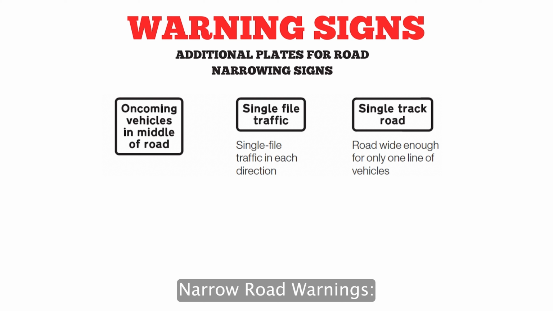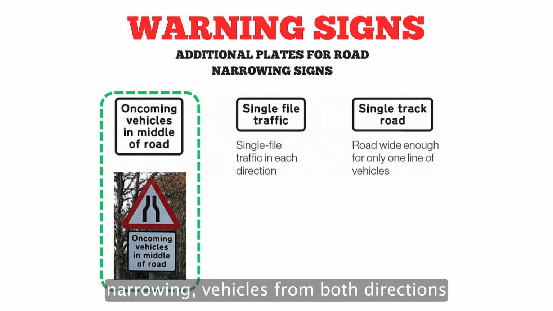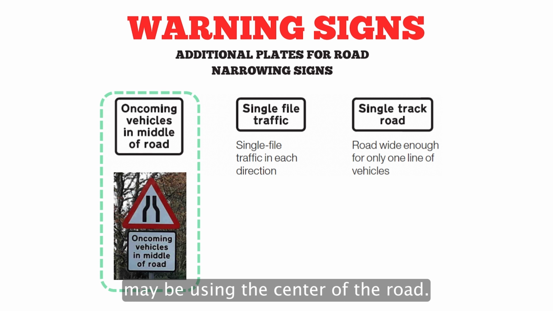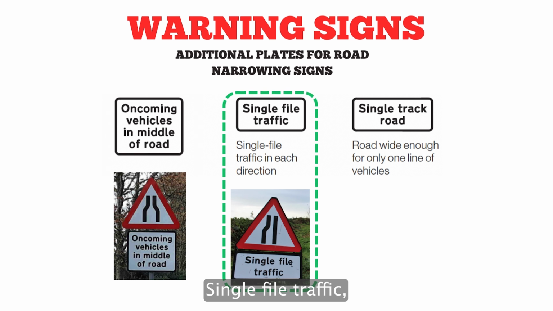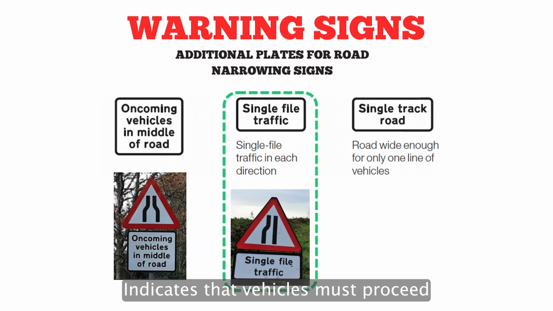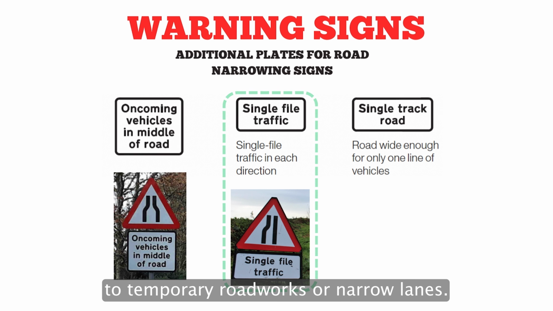Narrow road warnings. Oncoming vehicles in the middle of the road warns that due to road narrowing, vehicles from both directions may be using the center of the road. Extra caution is needed when approaching. Single-file traffic indicates that vehicles must proceed in a single line, often due to temporary roadworks or narrow lanes.